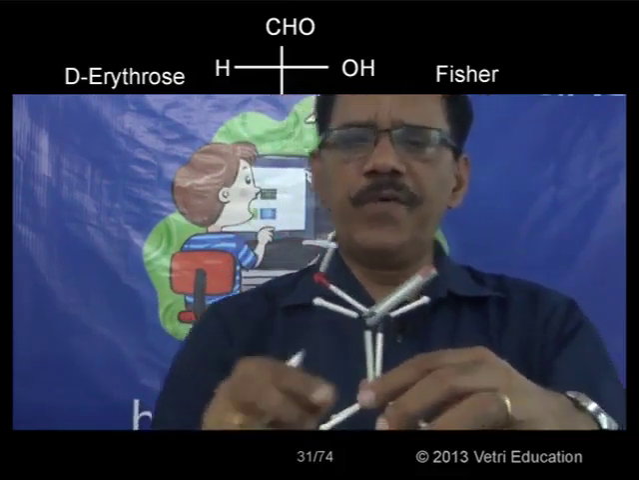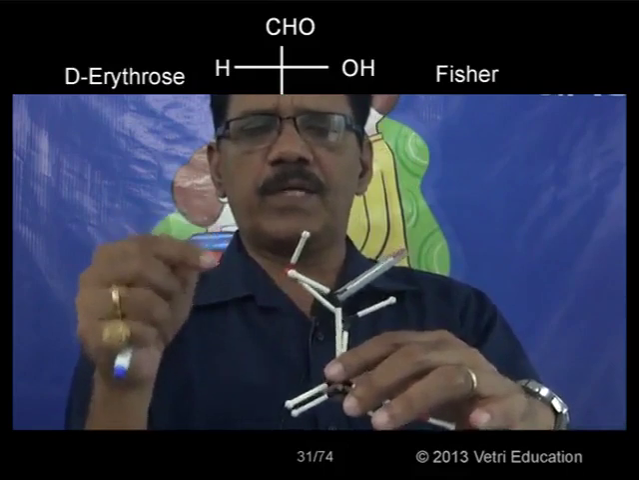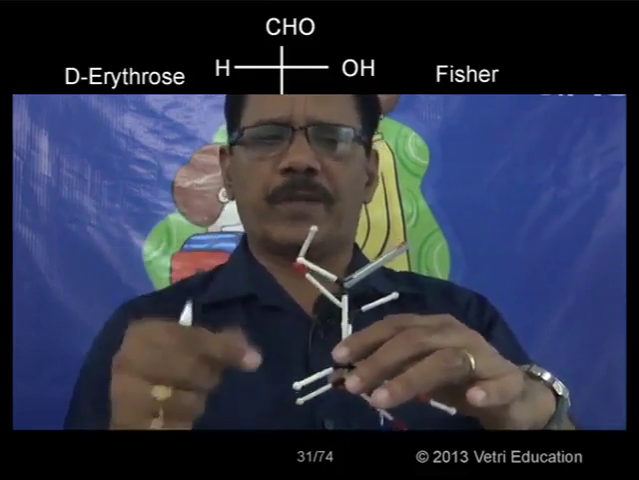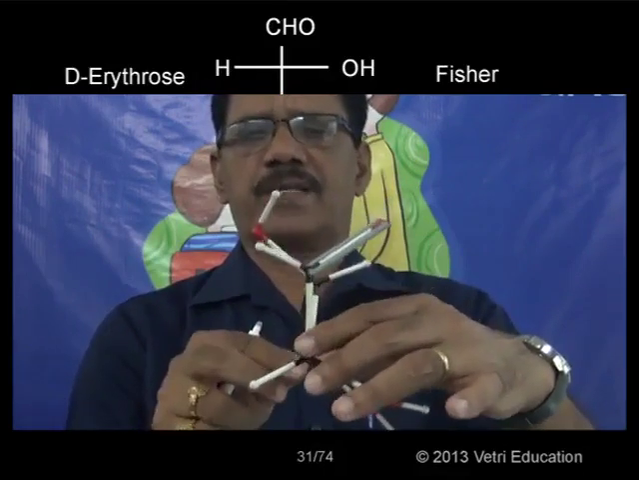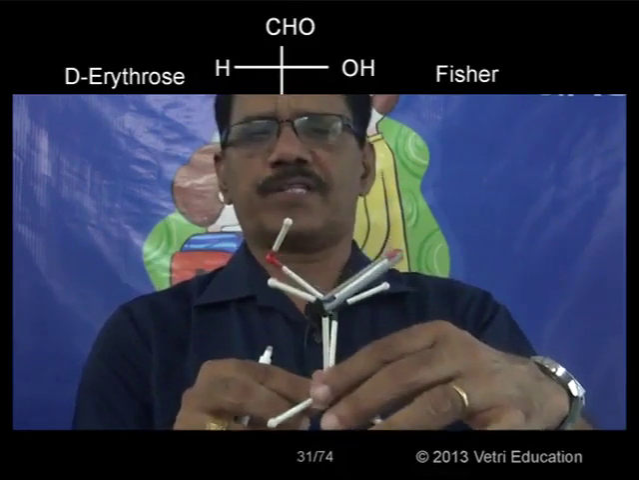So this is the way we have to view. If C2 is nearer to you, viewing C2 as a point and C3 as a circle, this is the structural view for the Newman projection.